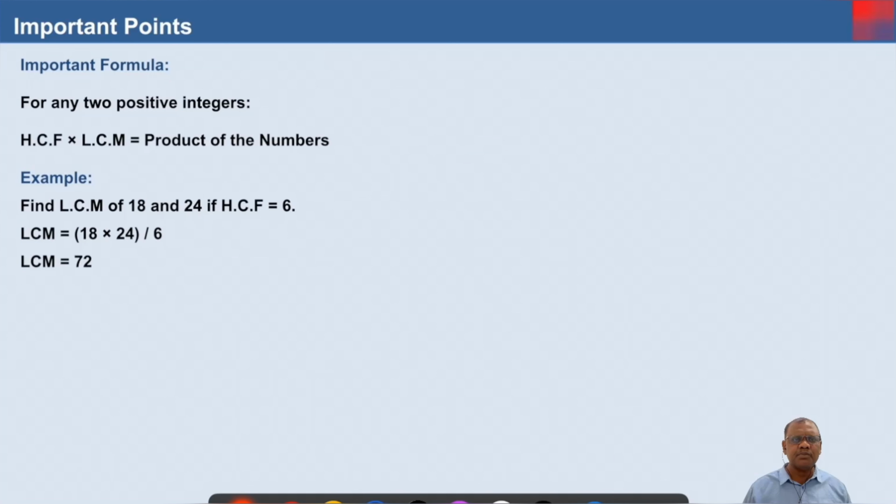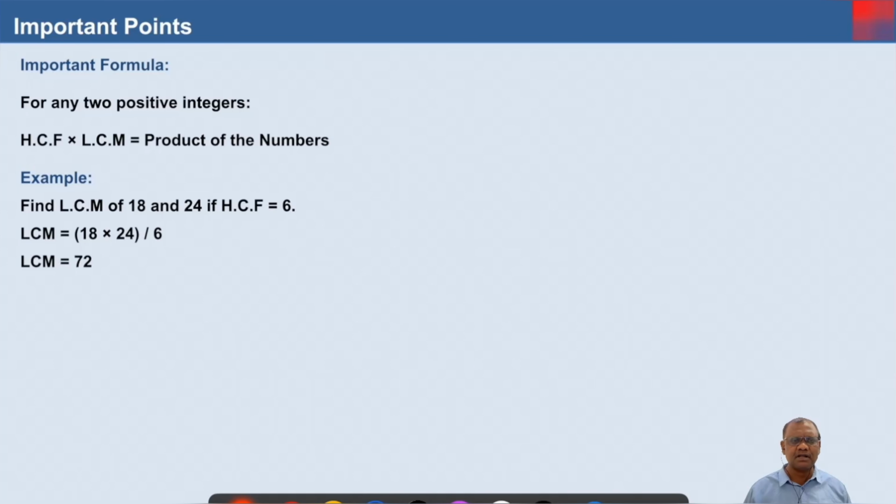So, what are the important formulas in this concept? So, for any two positive integers, the product of HCF and LCM is equal to product of the numbers. So, product of HCF and LCM and product of the numbers is equal.